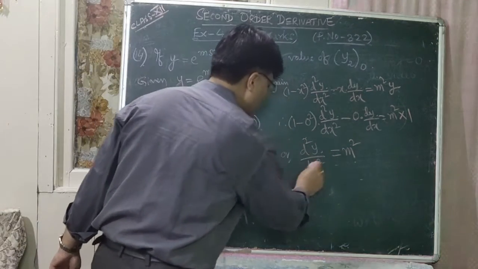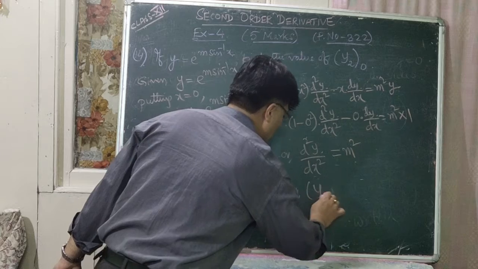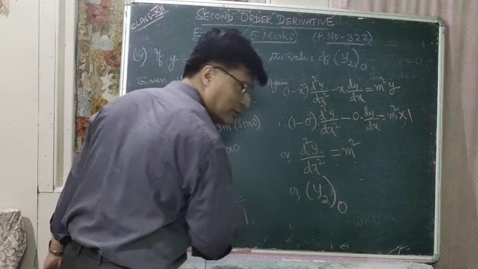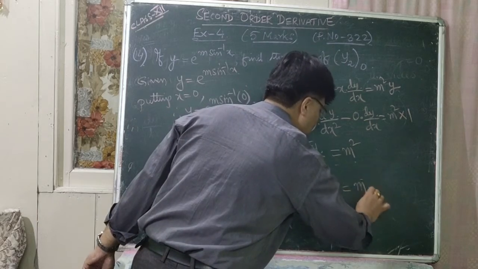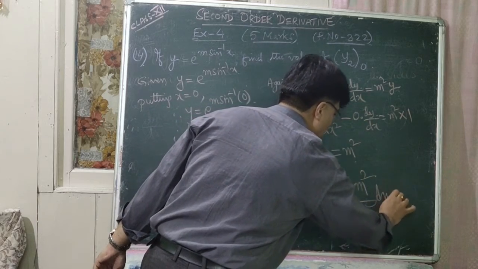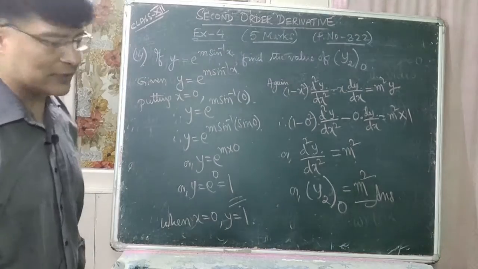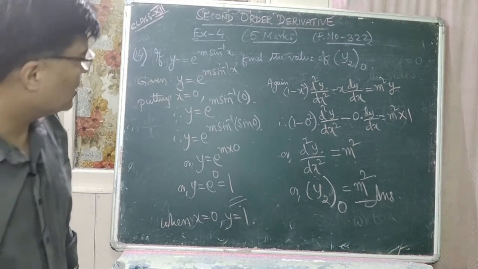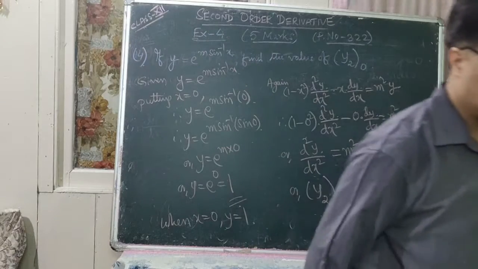Okay, but what is y2 here? You can write it as y2 within bracket, then here you write 0. This means x is equal to 0. So which is equal to, what is this value? It is m square. So this is the final answer. So I think you have understood it. So you can copy it. Now we'll do the next question.